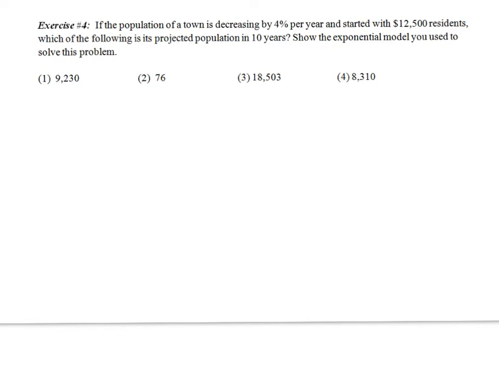So for exercise number 4, let's look at the population of a town that is decreasing by 4% per year. We see that the initial amount of people is 12,500, and we want to know what's the projected population in 10 years. So we want to write the exponential model that represents this. So we're going to say the amount of people will be equal to the original population, 12,500. But because I am decreasing population, this is exponential decay, so I want to say 1 minus 4%, so 1 minus 0.04 raised to the t power.